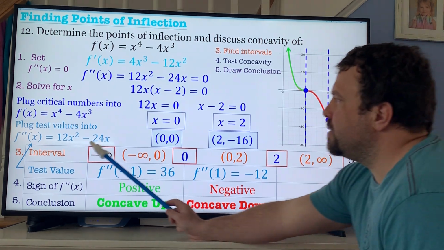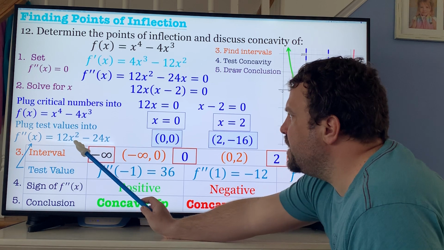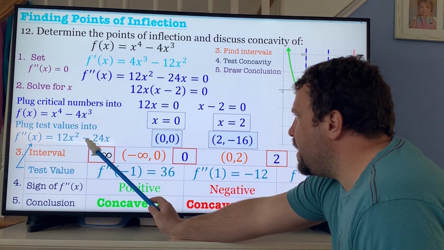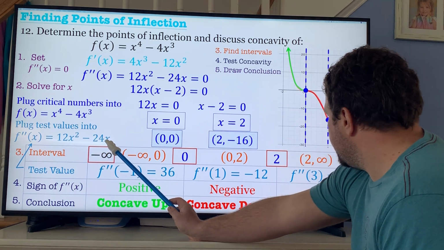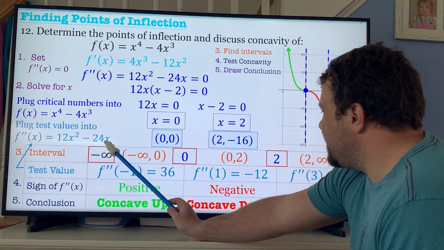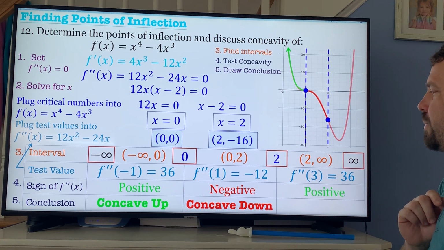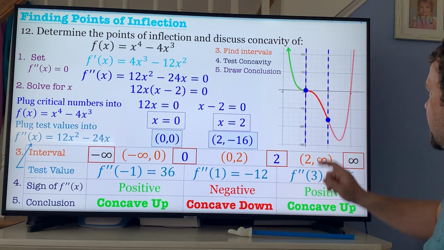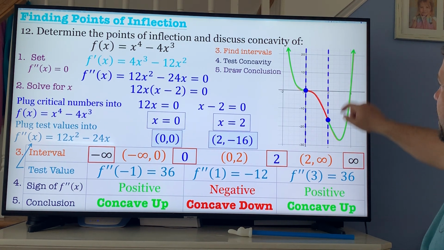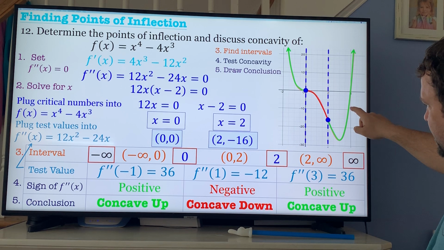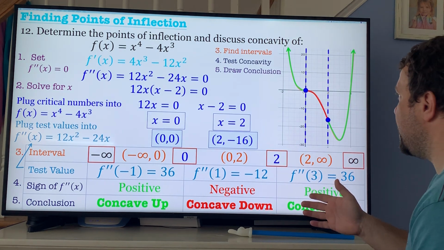12 times 9 is 108, minus 24 times 3 is 72, gives you 36. 36 is a positive number. A positive number is concave up. And look here, concave up. It doesn't matter that it decreases and increases. We just care about concavity, all right?